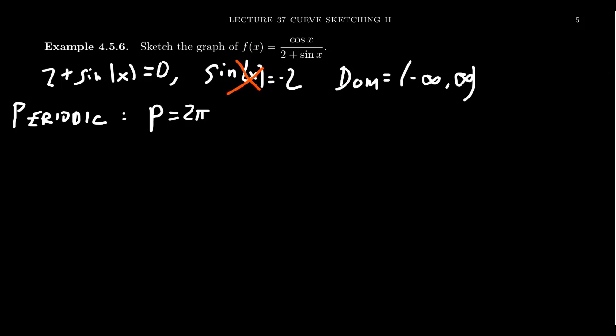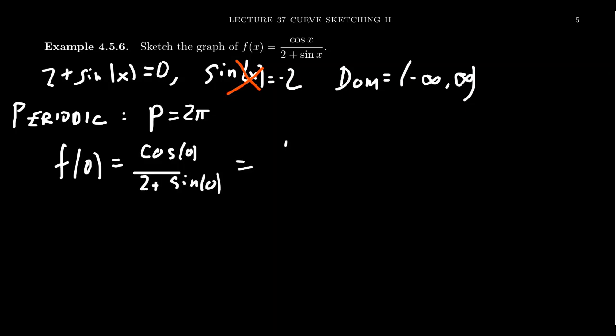Let's see, what else do we need to talk about? So the next thing to do, we can think about intercepts. What would the y-intercept be? f of 0 equals cosine of 0 over 2 plus sine of 0. Cosine of 0 is a 1, sine of 0 is a 0, so we get 1 half as our y-intercept.